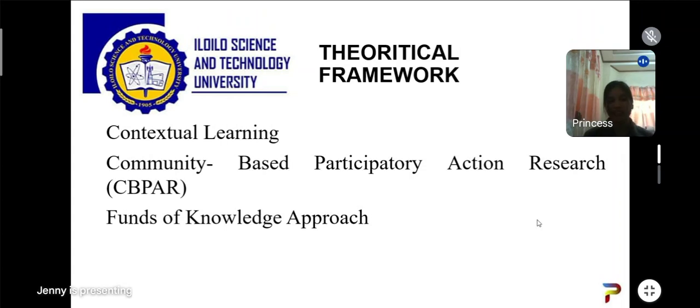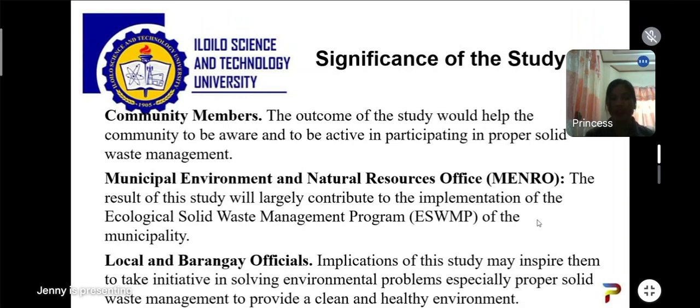First, the contextual learning. Second, community-based participatory action research or the CPAR, and the funds of knowledge approach, wherein the outcome of the study would help the community members to be aware and to be active in participating in proper solid waste management. For the Municipal Environment and Natural Resources Office or the MENRO, the result of the study will largely contribute to the implementation of the Ecological Solid Waste Management Plan or the ESWMP of the municipality.